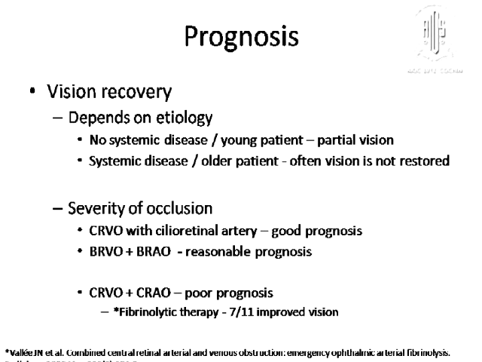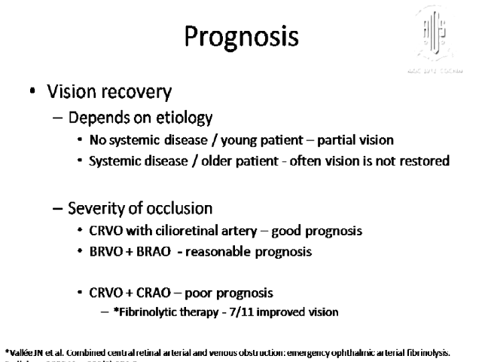Prognosis, vision recovery depends on the etiology. If it's a young patient and there's no systemic disease, some amount of vision can be regained. But if there's serious systemic disease in an older patient, often vision is not restored. And again, it depends on the severity of the occlusion. CRVO with ciliary artery occlusion has a very good prognosis. BRVO, BRAO, reasonable prognosis, at least half the field they may see. CRVO, CRAO have a very poor prognosis.